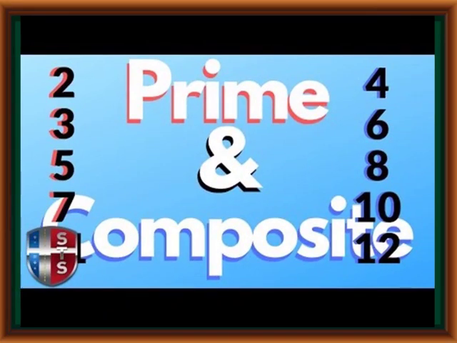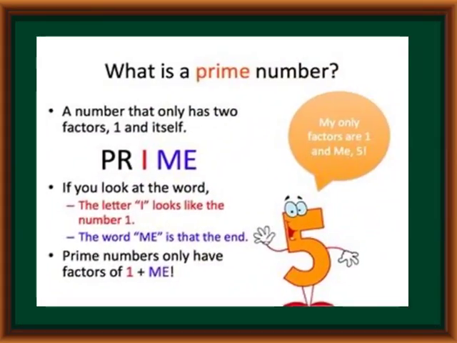Next we are going to see what is a prime and a composite number. What is a prime number? A number that has only two factors, that is 1 and itself, is called a prime number. If you look at the word prime, the letter I looks like the number 1 and the word me is the number itself. So prime numbers only have the factors 1 and me, that is the given number.